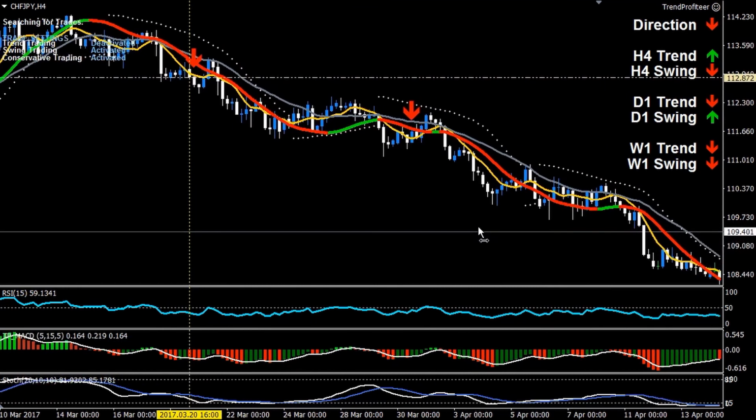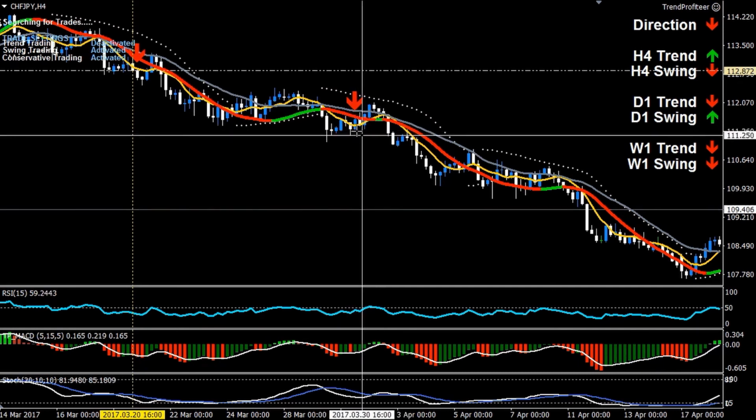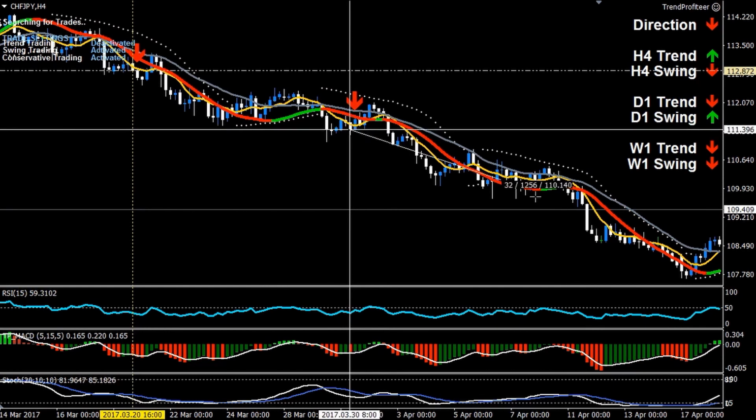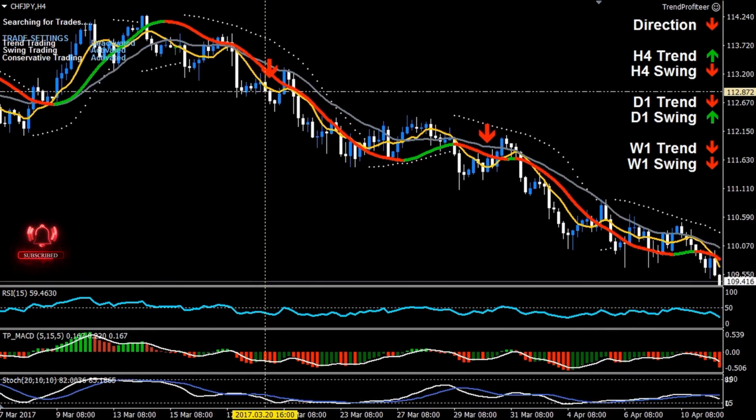Actually, it did go even further down than that. So you can see, even if you were knocked out for profit earlier on, then you could still take this conservative swing within a trend trade, and that would have generated another 350 pips, as a maximum. So that concludes this example of a swing within a trend conservative sell trade for the 4-hour.